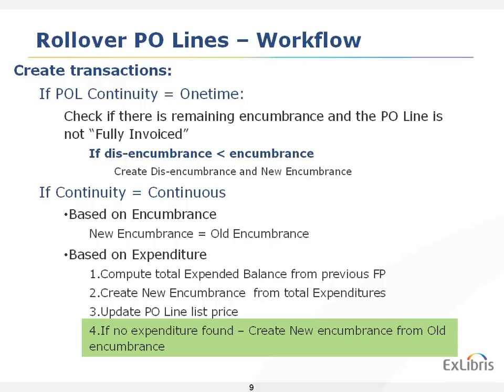But if users selected based on expenditure and one PO line does not have any expenditure transaction, Alma will use the encumbrance for this PO line in order to calculate the new encumbrance.